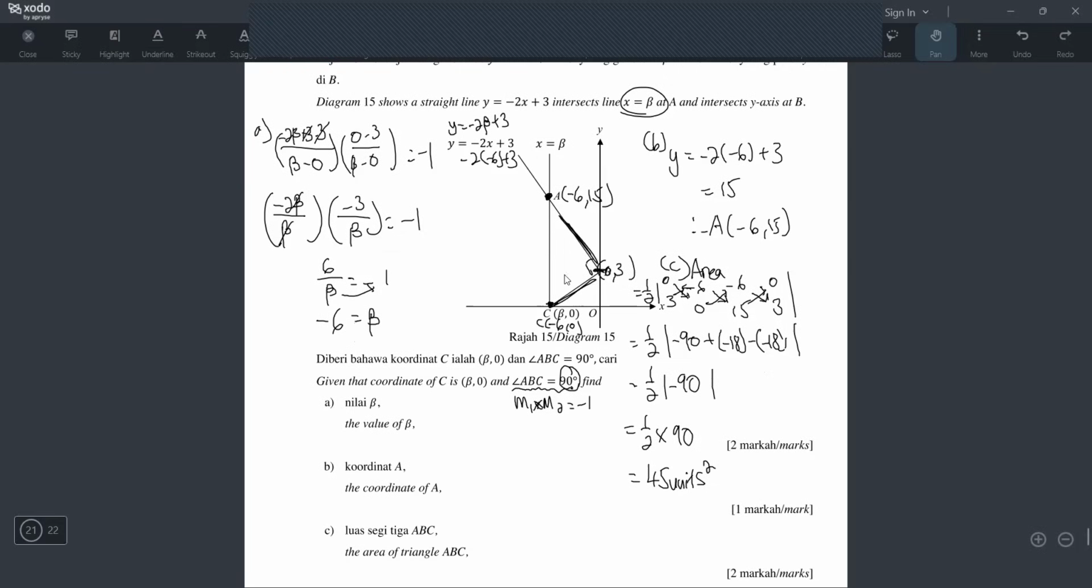Actually, you can use another formula, because this triangle has a 90 degree angle, right? So you can also use 1 over 2 times base times height. But it's a bit difficult because you have to find the distance of BC and AC. Then only you can take 1 over 2 times base times height. But this formula is not very good because you can only use it when the triangle has a 90 degree angle. That's why this formula is better. You can even use it if the triangle is not a right angle.